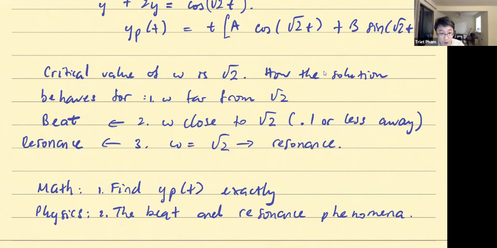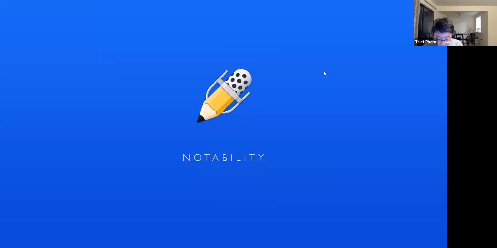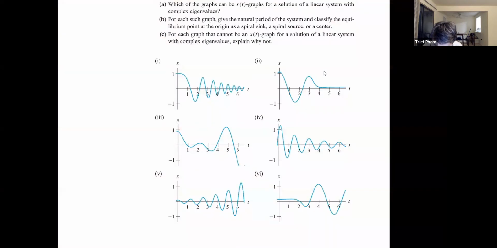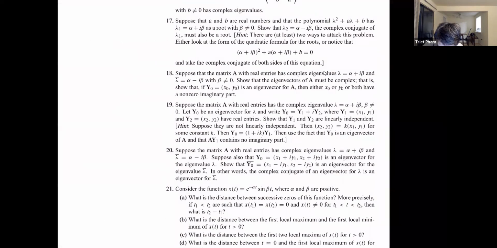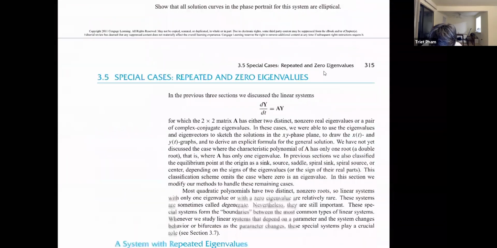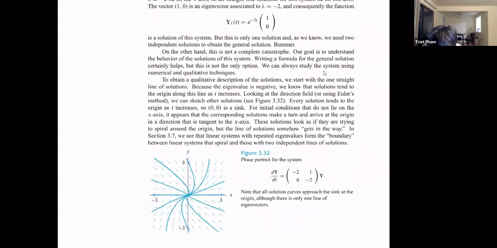So maybe let me show you. Some of you may have already seen this kind of picture, but some of you may not. So let's show you what I mean by this kind of phenomenon. Hold on. Sorry.